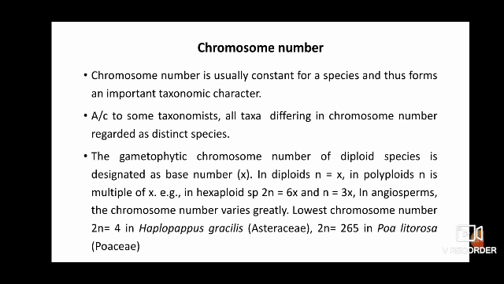In angiosperms, the chromosome number varies greatly. Example, in Haplopappus gracilis, belonging to Asteraceae, the chromosome number 2n is equal to 4, which is the lowest. The highest chromosome number in angiosperms is 2n equal to 265, in a grass member, Poaceae member, Poa litosa.